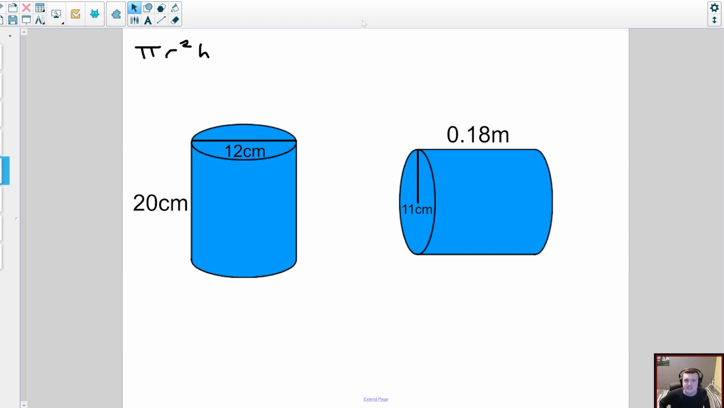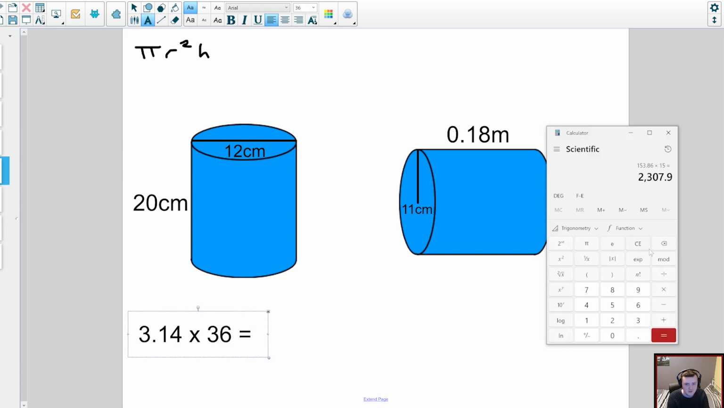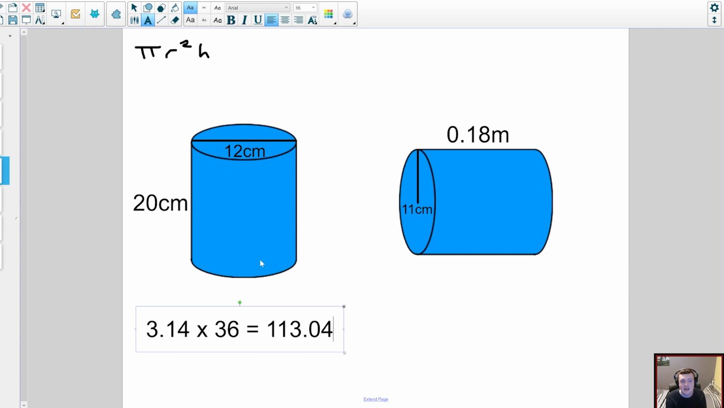Okay, so I've been a little bit sneaky here, and on this first cylinder, I've given you a diameter. So we can't use this formula because we haven't got a radius, but we can work out what the radius is. If this diameter is 12, then the radius will be 6. So the first thing I'm going to do is 3.14 times 6 squared, which is 36, which equals 113.04. I'd always write my method out in two steps so I can get marks. If I go wrong somewhere, they can see where I went wrong. And it's going to be centimeters squared.